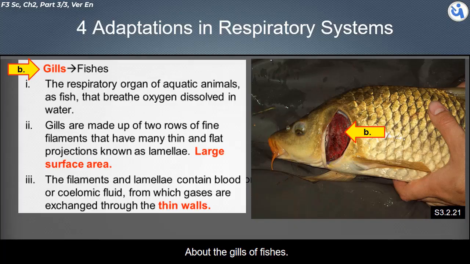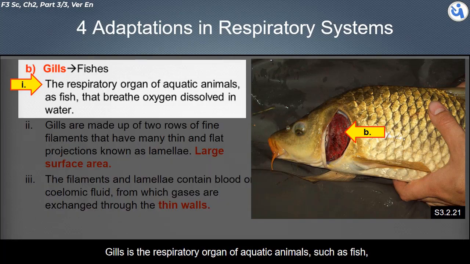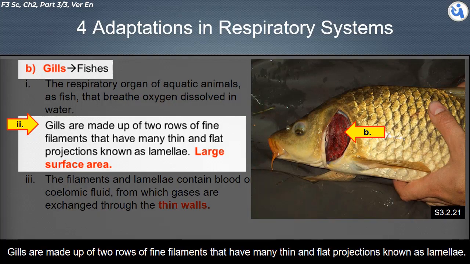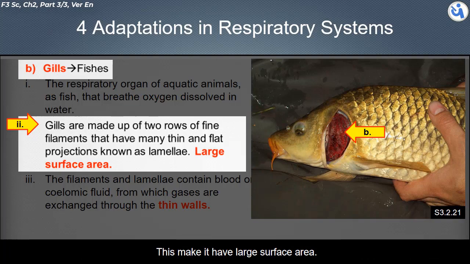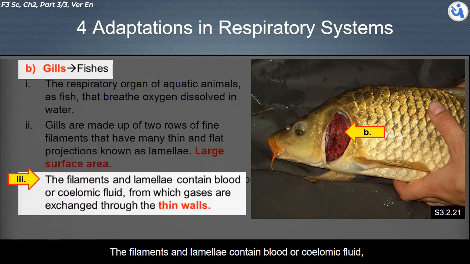About the gills of fishes. Gills is the respiratory organ of aquatic animals, such as fish, that breathe oxygen dissolved in water. Gills are made up of 2 rows of fine filaments that have many thin and flat projections, known as lamellae. This makes it have large surface area. The filaments and lamellae contain blood or body fluid, from which gases are exchanged through the thin walls.